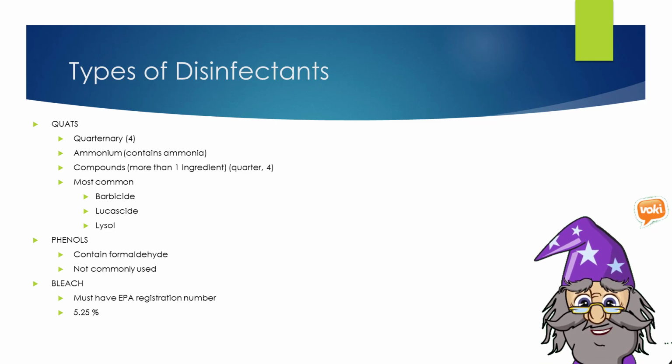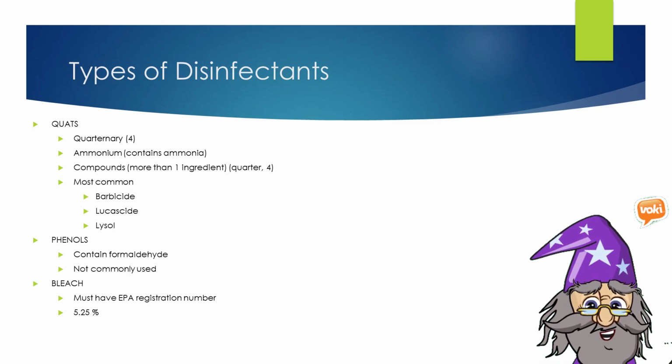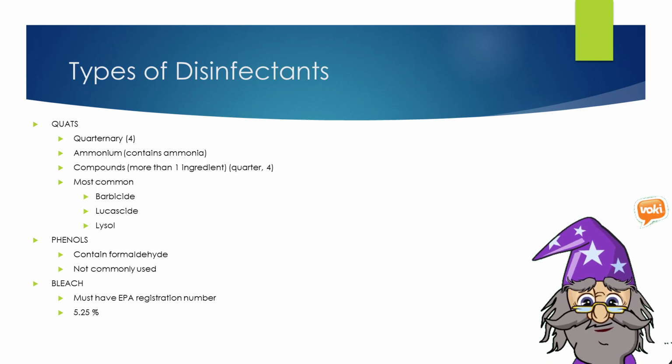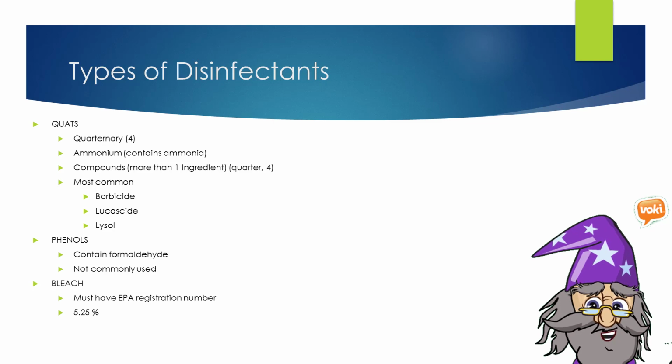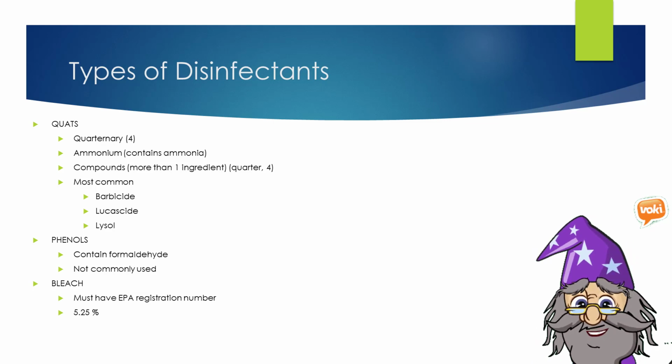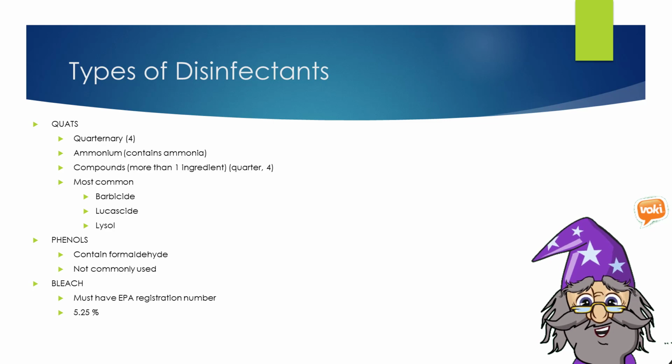Phenols contain formaldehyde, and are not commonly used as they contain known cancer-causing carcinogens, and have been found to be very detrimental to many of the tools and implements used in the salon. Bleach may be used in the salon as a disinfectant, but it must have an EPA registration number. In order for bleach to be used as an effective disinfectant, it must be a 5.25% solution.